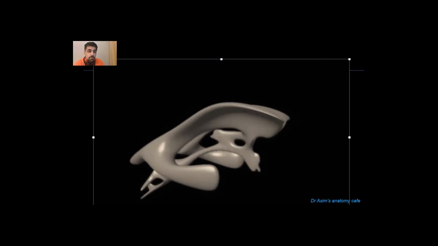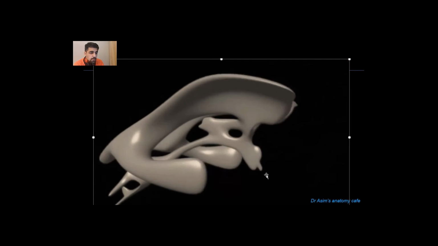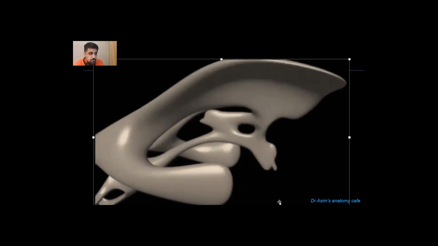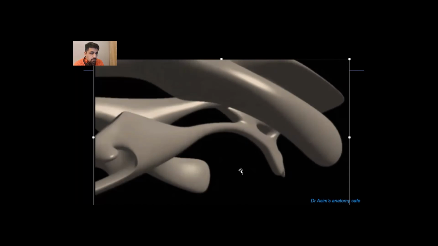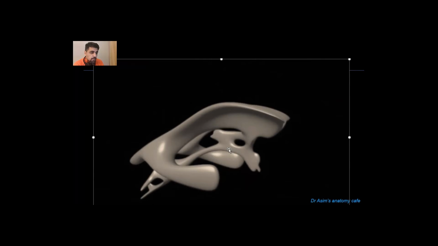So let's just begin with the 3D anatomy of the ventricular system once again. What you can see over here is the C-shaped lateral ventricle. See, this is the frontal horn, the inferior horn, then the occipital horn at the back, and then you can see the third ventricle in the center over here. This third ventricle is connected with the fourth ventricle with the help of this channel, which is called the cerebral aqueduct, which we discussed already.